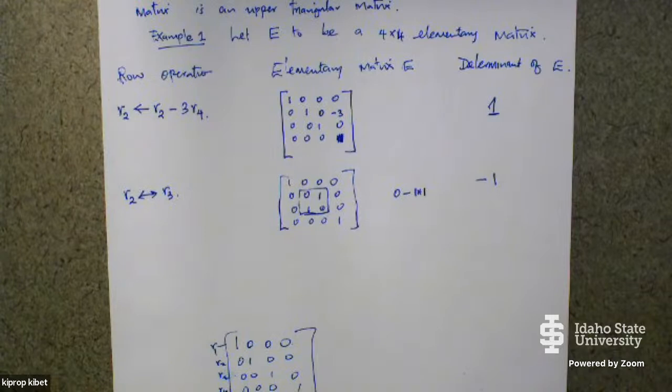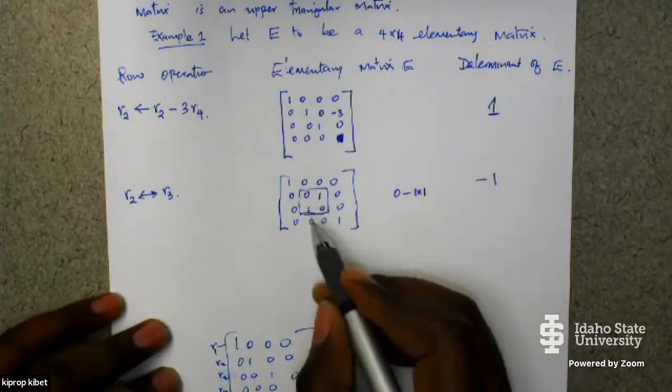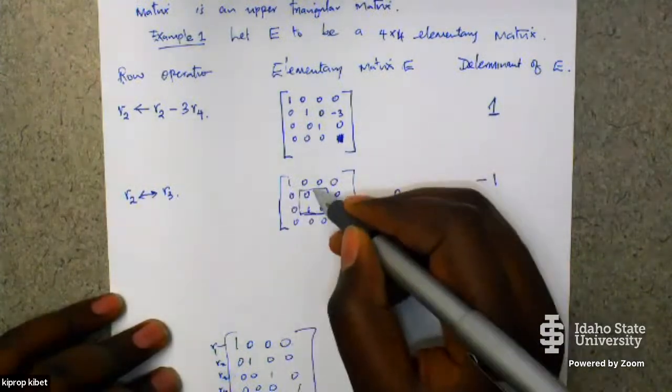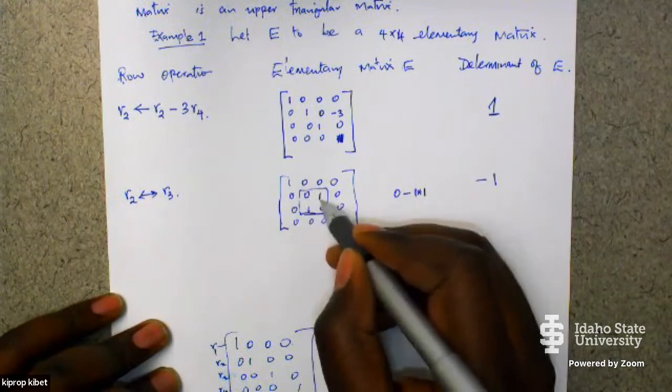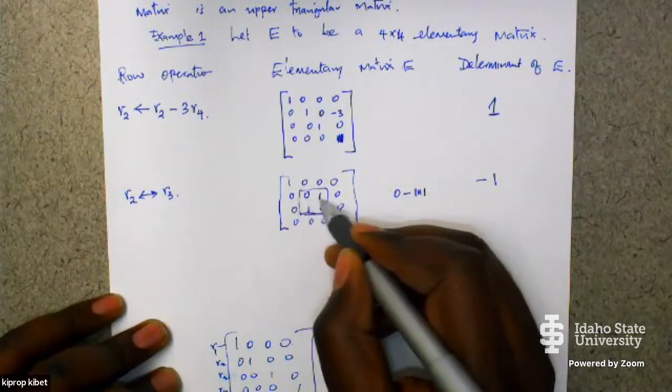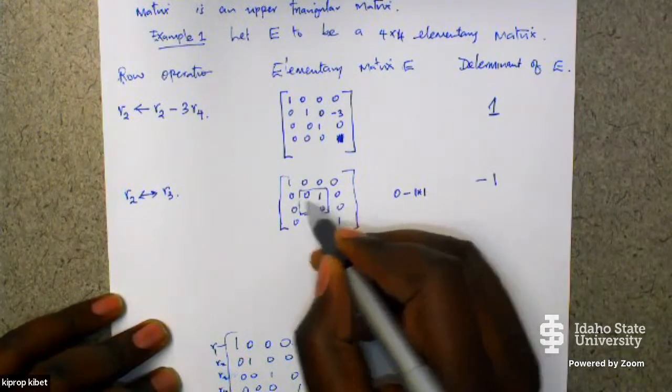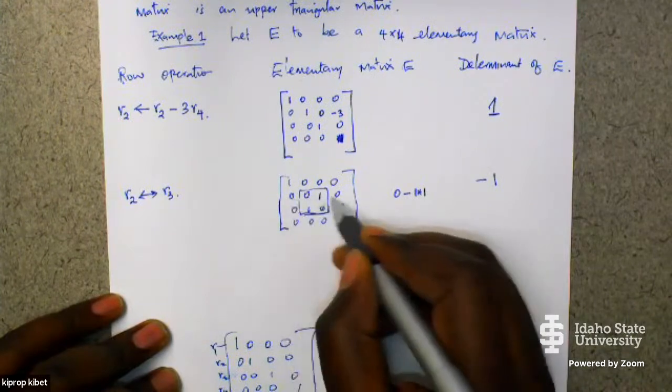You can also use the cofactors. If you use the cofactors, let's use this one, then we delete this row and this column.